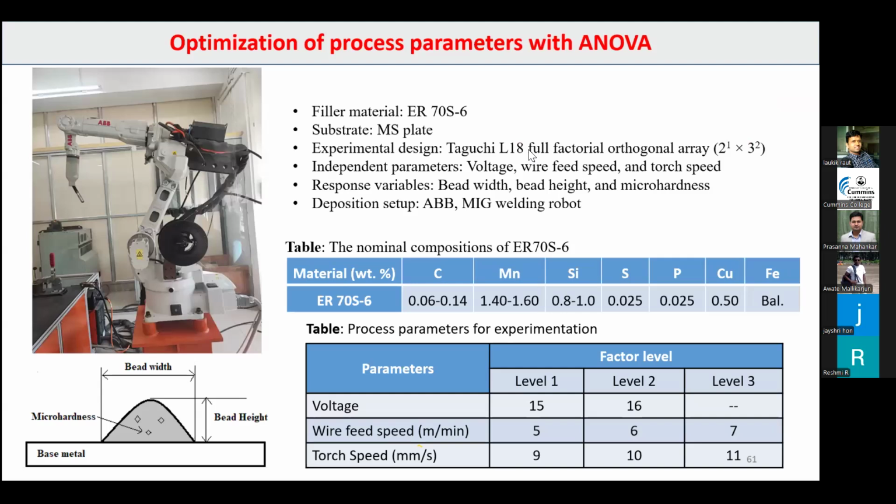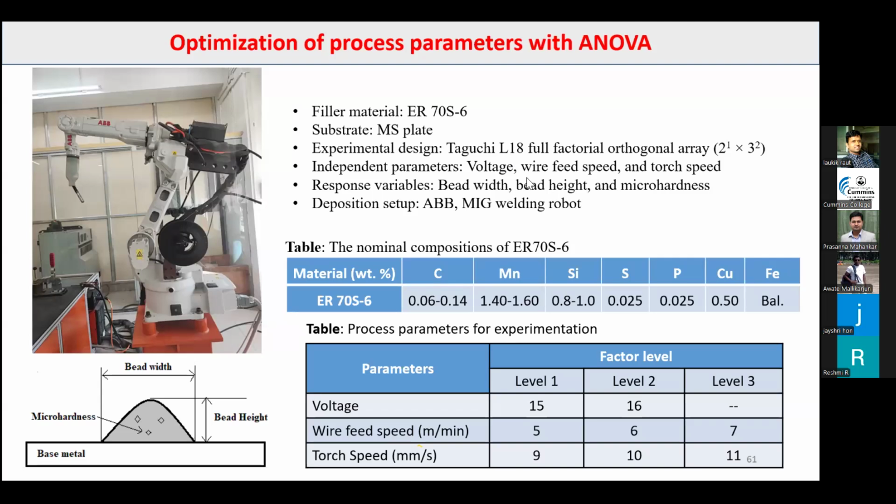The second objective was the optimization of process parameters, because we have to optimize the process parameters like voltage, current, wire feed speed, torch speed. For that, I have used the technique that is ANOVA, analysis of variance. This setup we have at VNIT, and GMAW torch is attached to it. Here I have taken the material that is ER70S6 low carbon steel. Substrate was MS plate. Then I have used Taguchi L18 full factorial method for the experimentation, because we want to reduce the number of experiments.